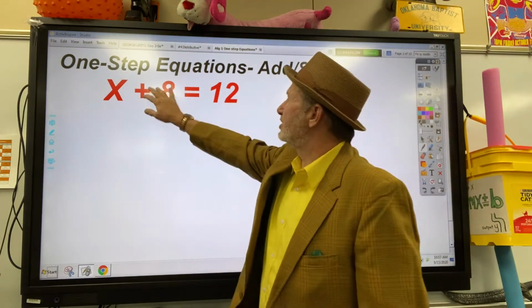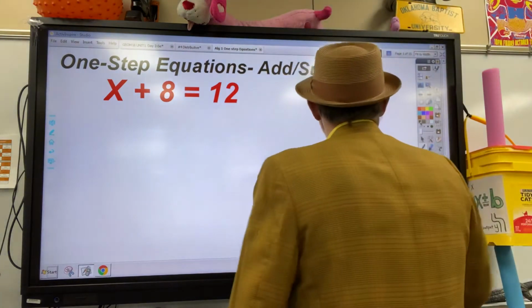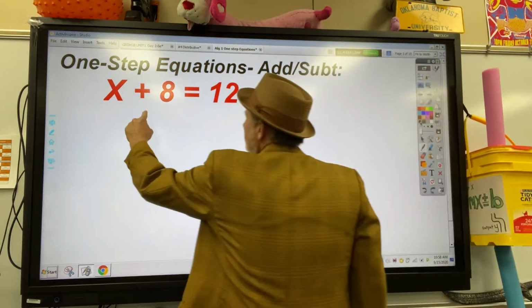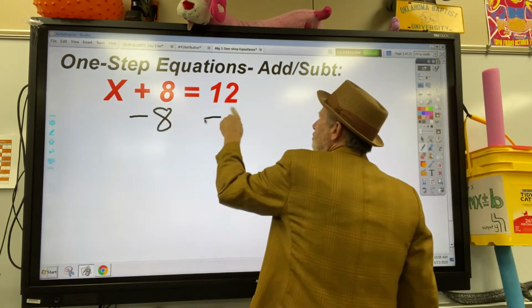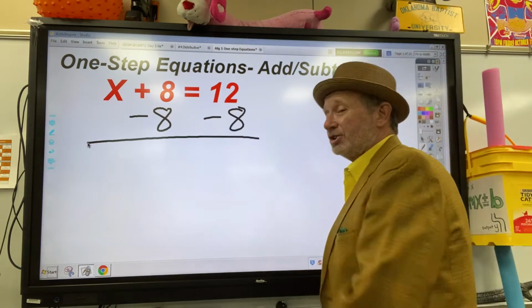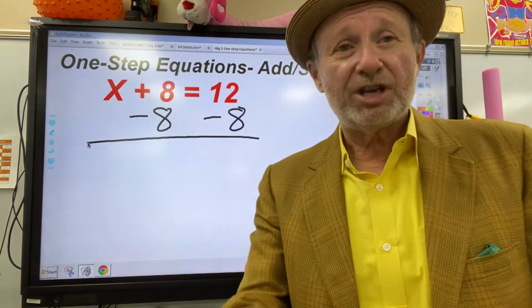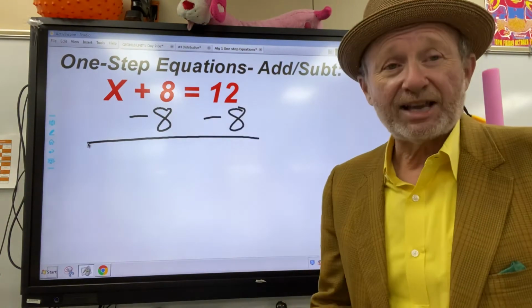Well, if I want to move this 8 to the other side, I've got to do the opposite underneath. So instead of positive 8, I'm going to make that negative 8. What you do on one side of the equation, you've got to do on the other. And make sure when you're watching this video and doing your homework that you write all this out.